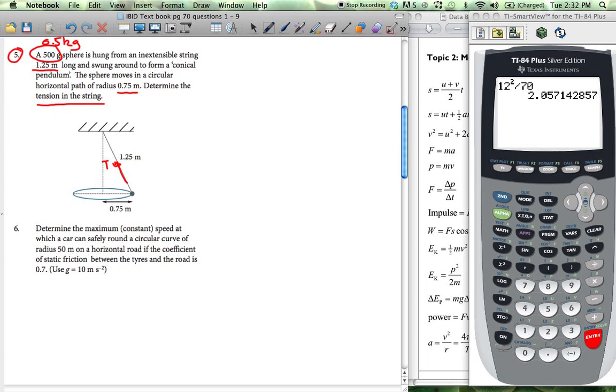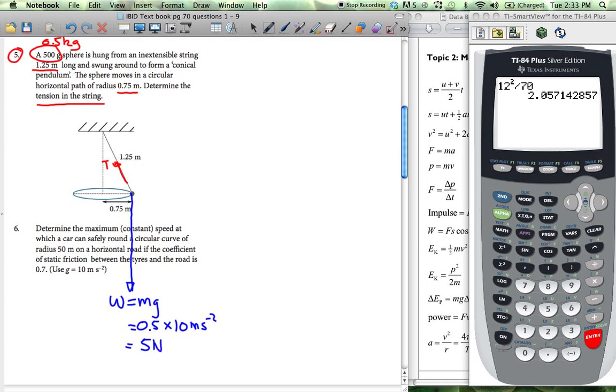We know that there must be a force of gravity downwards, and I'm going to extend that line down, and that must be equal to the weight, which is equal to mg, which is equal to 0.5 kilograms times 10 meters per second squared for the acceleration due to gravity. So that's a force of 5 newtons down.